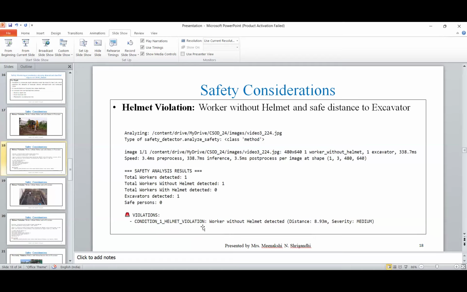So the helmet violation is given only when the worker is without helmet and is also at a safe distance. Here the threshold distance which I have maintained is 8 meters. So it is above the threshold, so it is at a safer distance. So here only the helmet violation has been done. So it is giving this message.